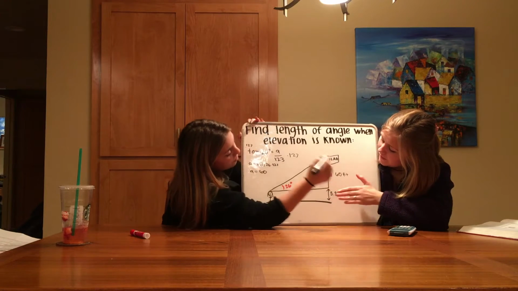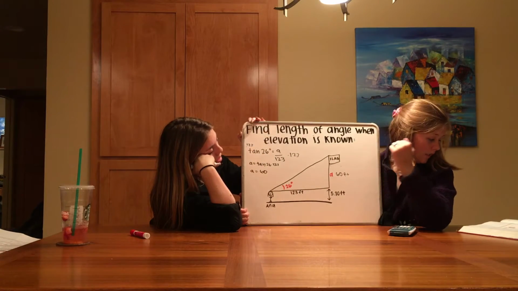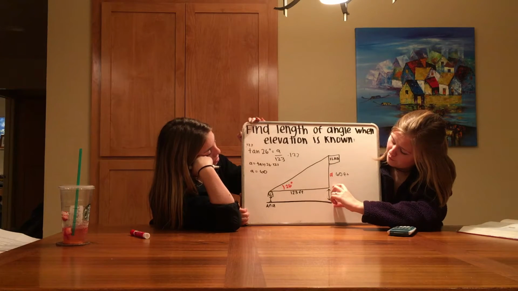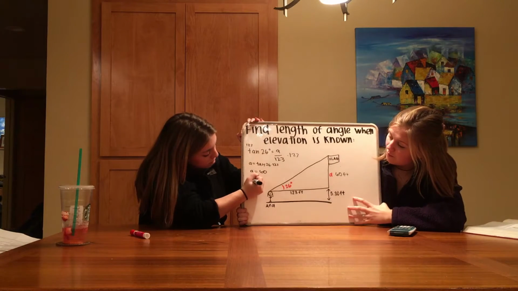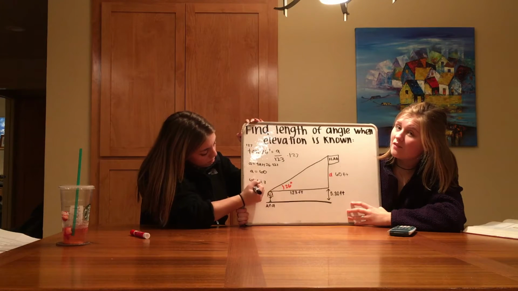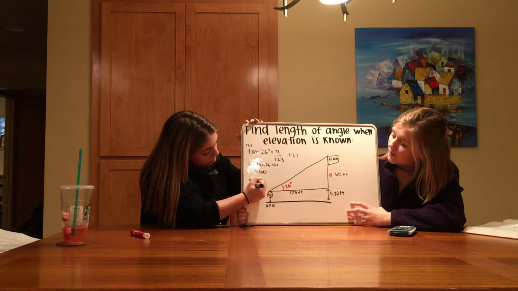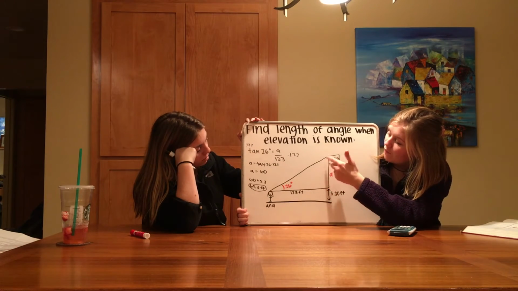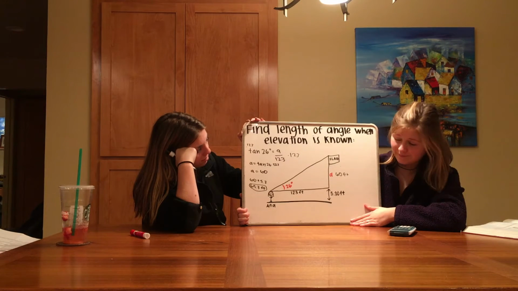So A is 60 feet, but that's not counting this part right here. They want to know the full length of the flagpole, so we do 60 plus 5.3, which equals 65.3 feet. Now we know that this flagpole is 65.3 feet. And that's how you do that problem.